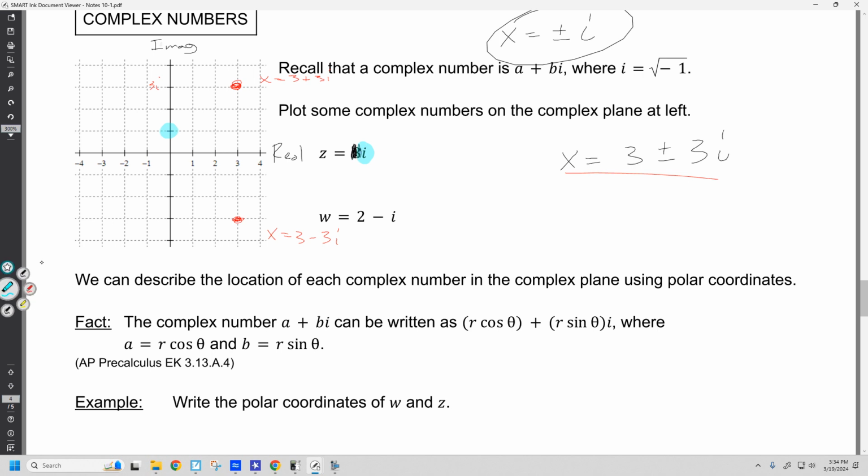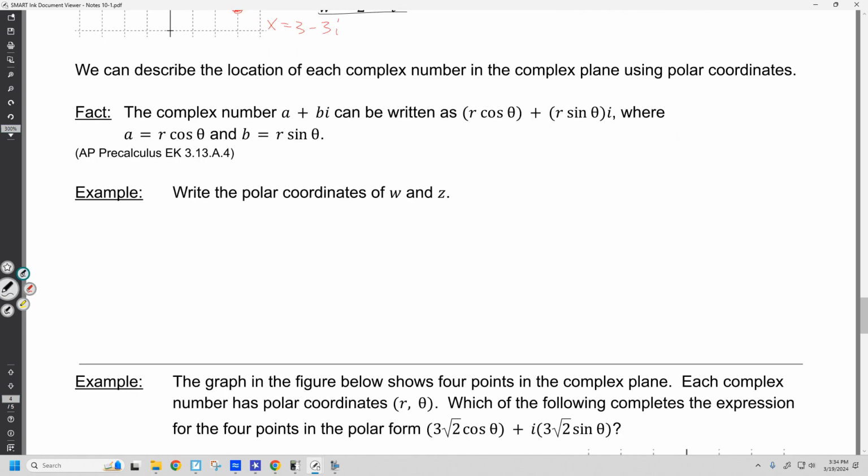Where would 2 minus i be? Graph 2 minus i on the complex plane. 2 minus i, no big deal, right? Great. You might have actually done this in previous math classes, not knowing why you would do this, what reason there are. Now I'm going to show you something else.